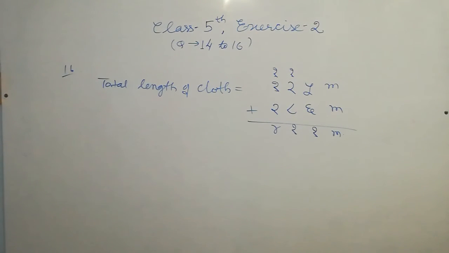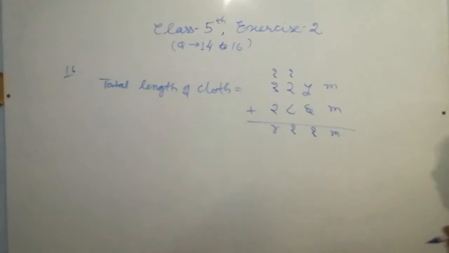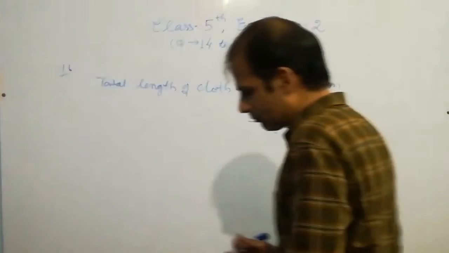Question number 16 of exercise 2. The answer is 411. Okay students, this is the right answer, 411 meter. And what is the meaning of this? It means the total length of cloth which is required to make the curtains and canopy is 411 meter.